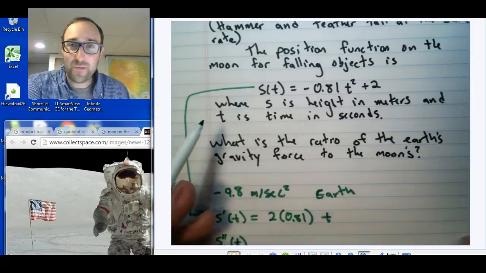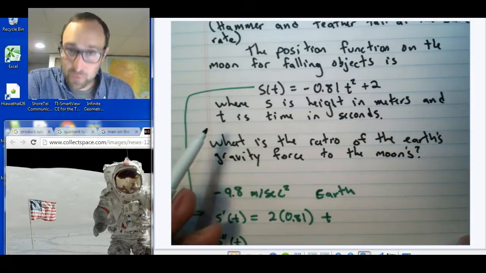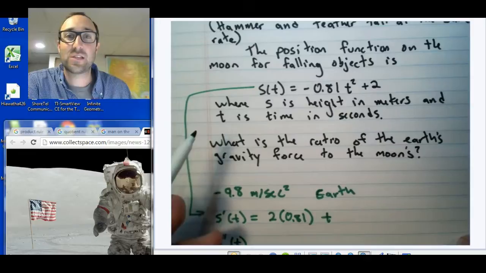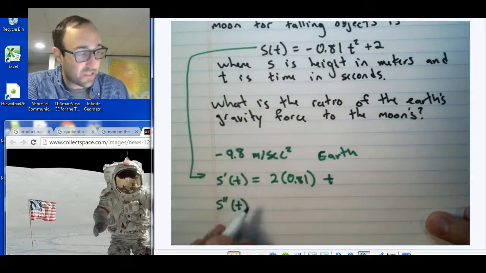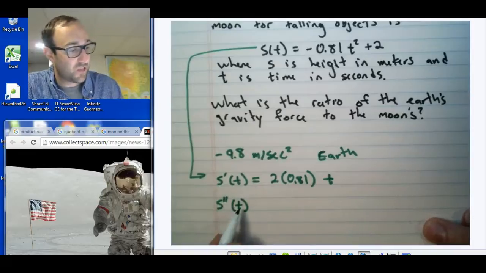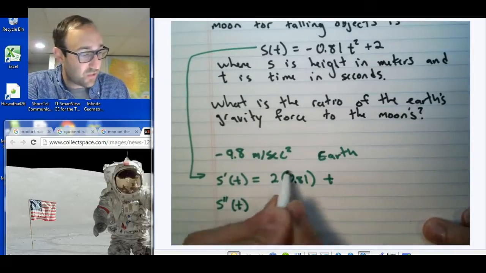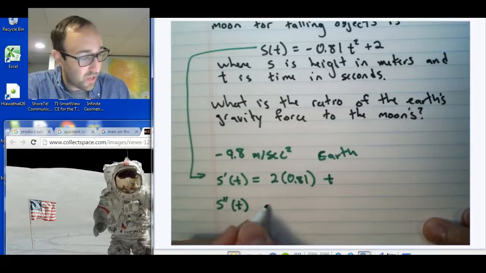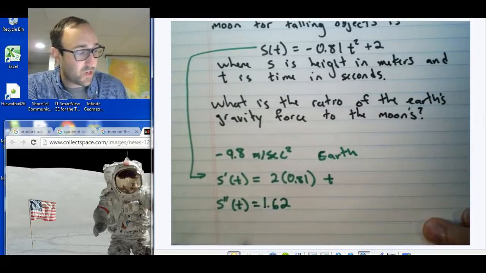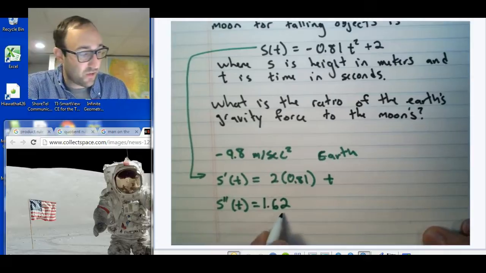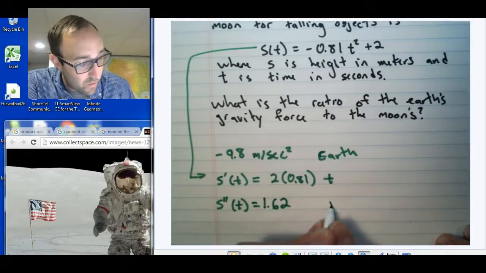the word that I was looking for you to say before was acceleration. Acceleration is the second order derivative, or the derivative of the velocity function. So we're trying to find the acceleration due to gravity. So it's s double prime of t, which is really just going to be 2 times 0.81. 2 times 0.81 is going to be 1.62. So our s double prime, the acceleration due to gravity, is 1.62 on the moon.